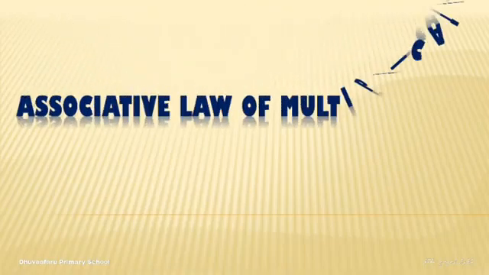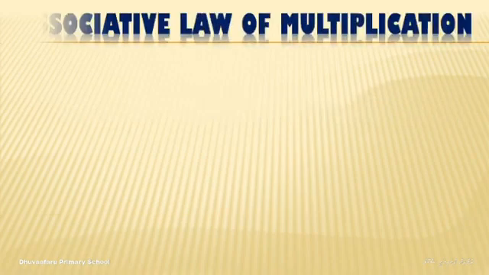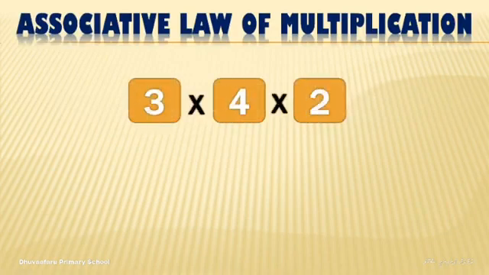Associative law of multiplication. The associative law of multiplication is where you are multiplying several numbers. You can regroup or reorder the numbers and the product will stay the same. Here we have an example of this concept: 3 times 4 times 2. We are multiplying 3 numbers.